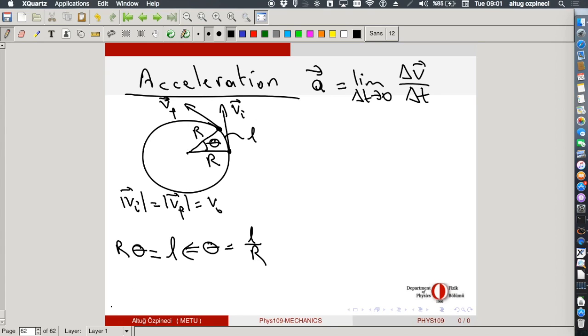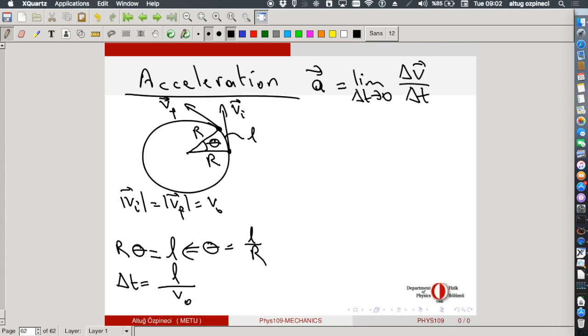So the time it takes, let's say delta t, is nothing but this arc length, that is the distance that my object covers, divided by the speed. This time it's not the velocity, it's the speed, because we are talking about the distance covered at constant speed. We are not talking about the displacement vector. The displacement is not L. It is a bit smaller than L, divided by V0. This is our delta t.